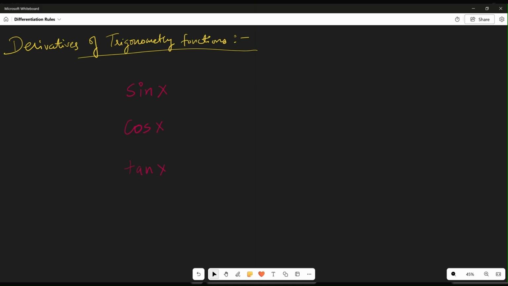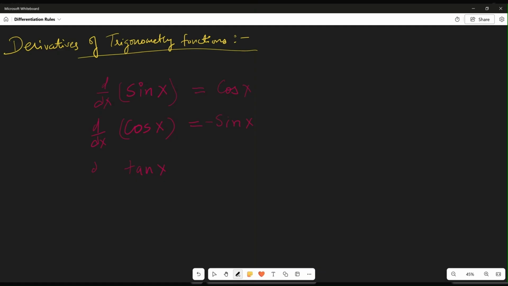We are going to do a quick recap and the best way possible to memorize these derivatives of trig functions: sin x, cos x, tan x. Okay, let's start with the derivative of sin x. The derivative of sin x, as we know, is cosine x, and the derivative of cosine x is sin x, but it's negative.